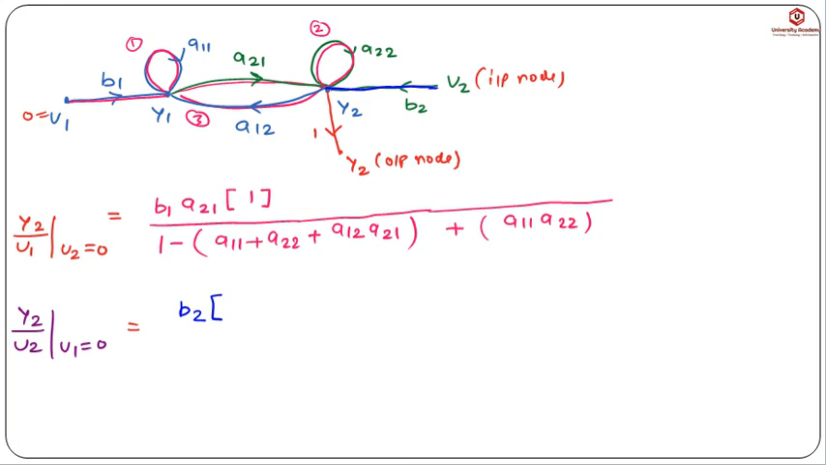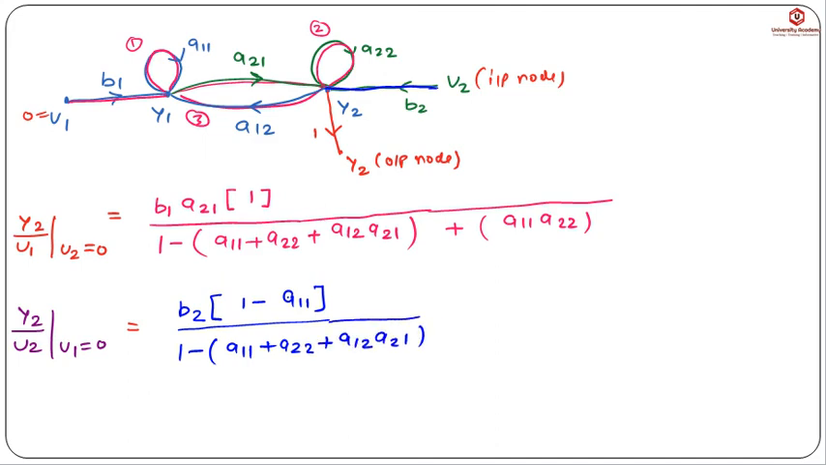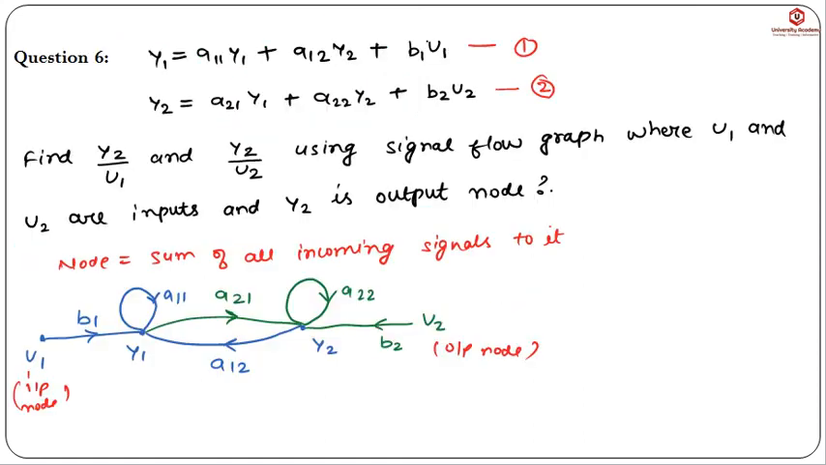So we have to write 1 minus the sum of the loop gains not touched by that forward path. There is only one loop, whose gain is a11, divided by the delta. So delta will remain the same, that is 1 minus the sum of all the individual loops. So again the same three loops are there, so that is plus a22. Then plus the third loop gain, a12 a21. Then the product of the loop gains of two non-touching loops, that is a11 and a22. Okay, so this is the transfer function value for this question.